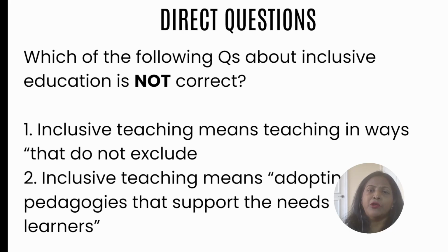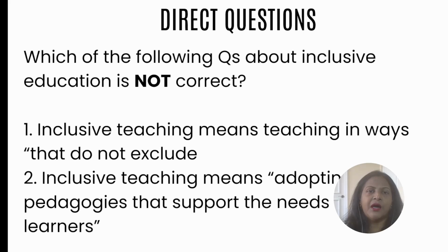Now the second type is where they ask you what something is not. Let's see that. Which of the following statements about inclusive education is not correct? So basically out here, 3 of the options will be correct and 1 will be incorrect, and that one which is incorrect becomes the correct answer. So students do get a little confused. This is a little higher order of direct questions. So let's continue with the question.